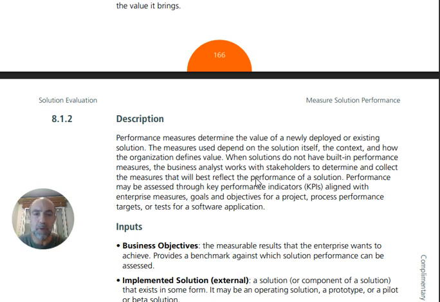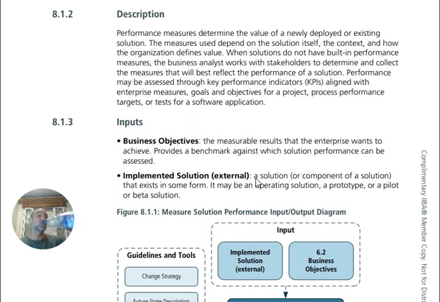So description: performance measures determine the value of a newly deployed or existing solution. The measures used depend on the solution itself, the context, and how the organization defines value. When solutions do not have built-in performance measures, a business analyst works with stakeholders to determine and collect the measures that will best reflect the performance of a solution. So basically, performance may be assessed through key performance indicators, KPIs, aligned with enterprise measures, goals, objectives, and values for a project, process performance targets, or tests for a software application.